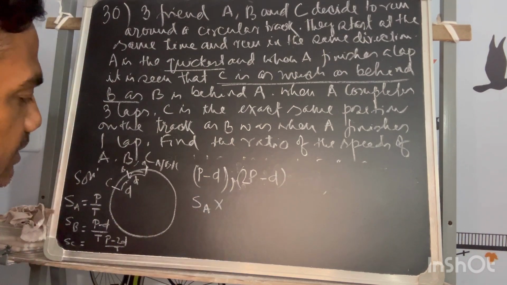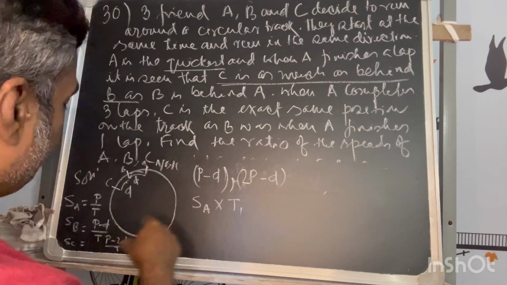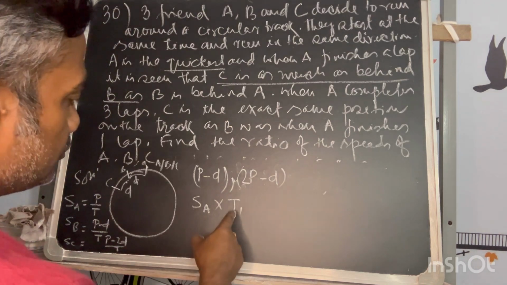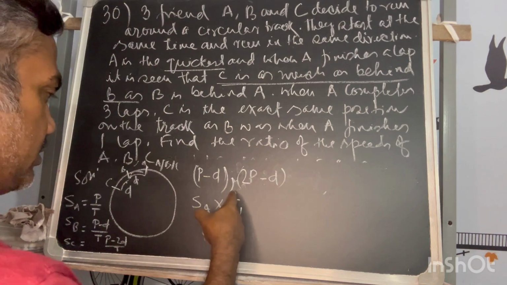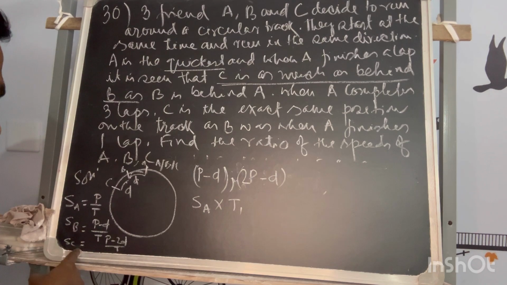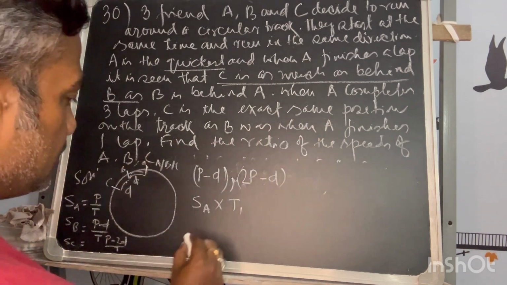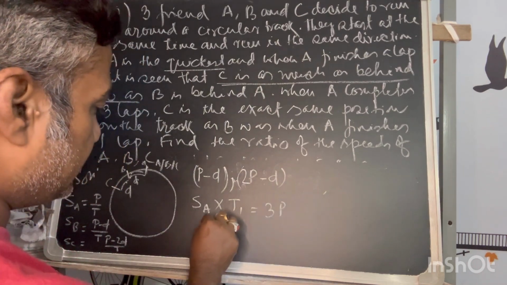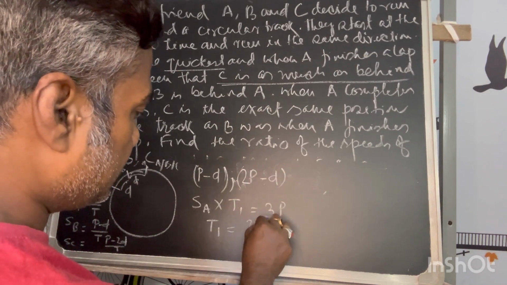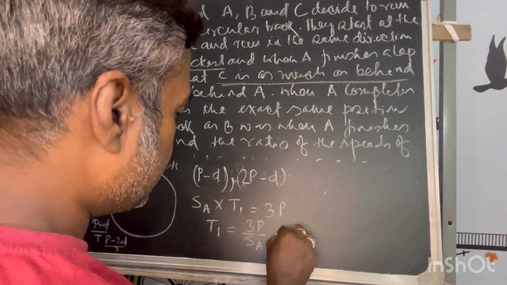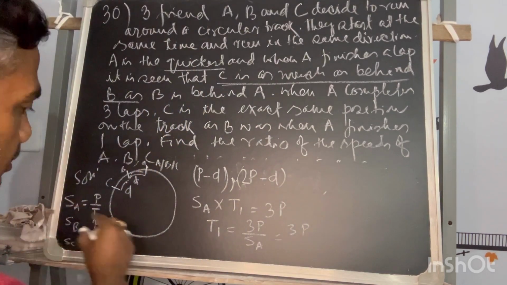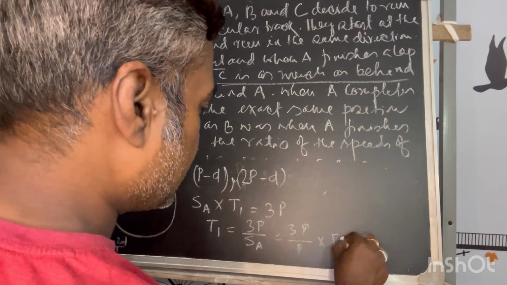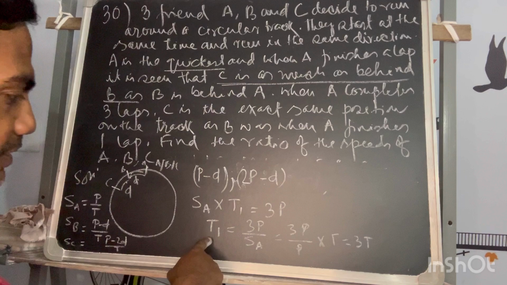speed of A into, let's say I am taking time T1 for A, meaning to complete the third lap. With this T1, B also moves, C will also move, and they will get some position. So this, if I say, is equal to 3P. So what is T1 then? 3P by SA. Now SA is what? I have already got P upon T, so this T will come here. That is equal to 3T. T1 is equal to 3T.